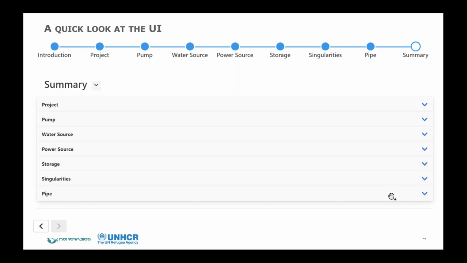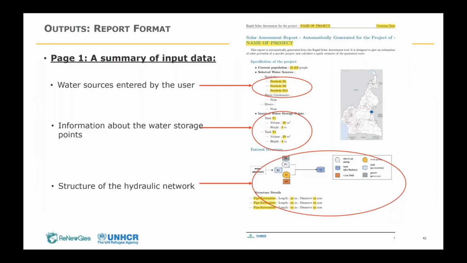At this step, the calculus core will take place and will provide us with a report that is visible on the next slide. The report generated by this tool will be 2 pages long.